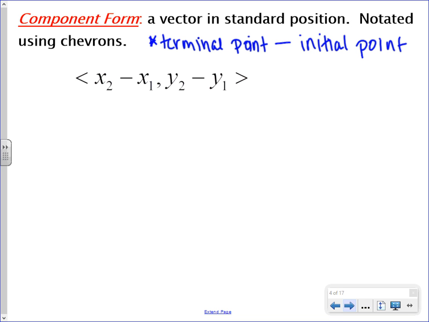If your vector is already in standard form, then for vector V, you would see a horizontal component and a vertical component. So it's going to look a lot like an ordered pair, but it's going to have the chevrons, which is how we know that it is a vector.